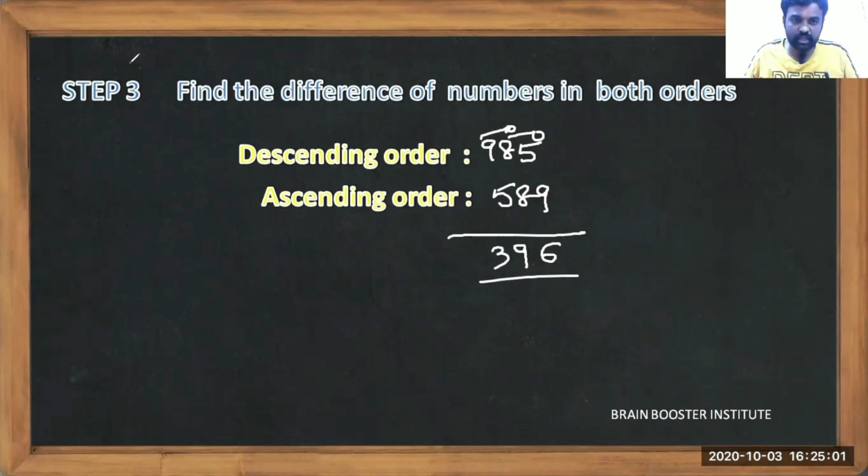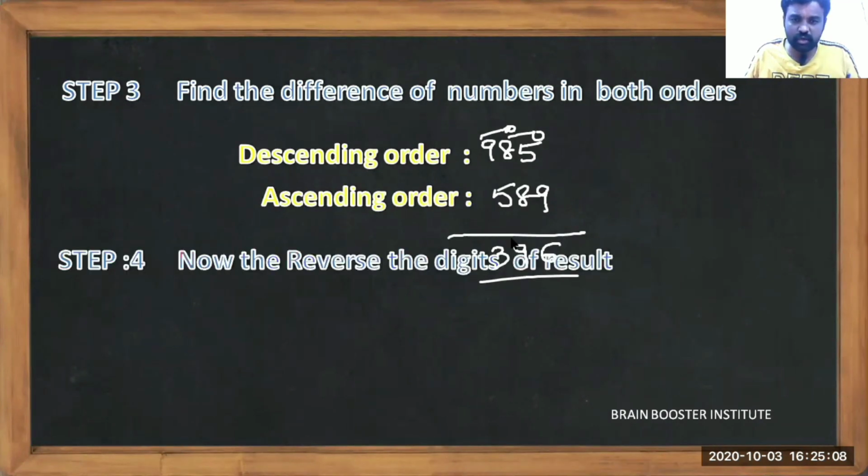Next step, let us follow that. Step 4: reverse the digits of the result. We have got the result 396. So let's reverse the digits. Now we get 693.